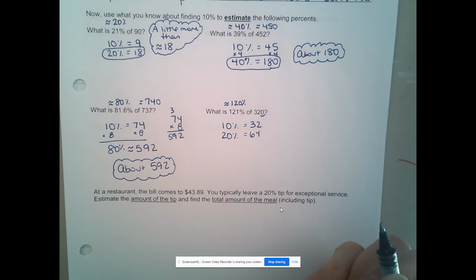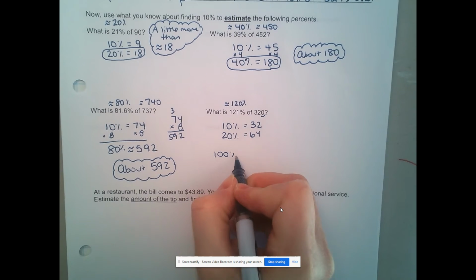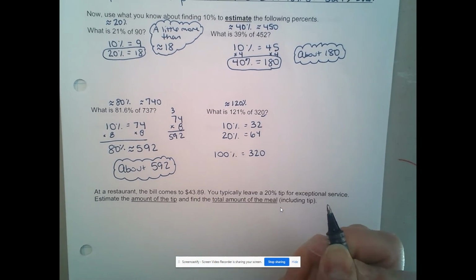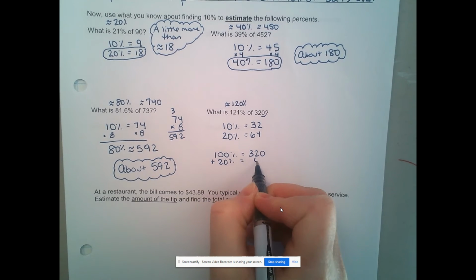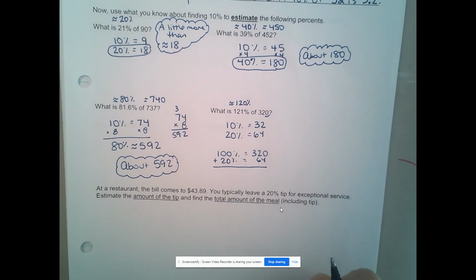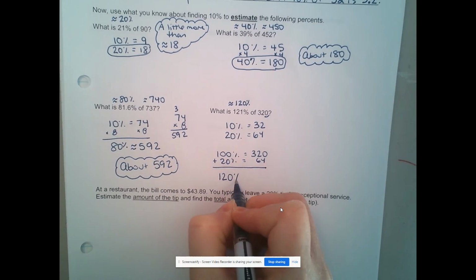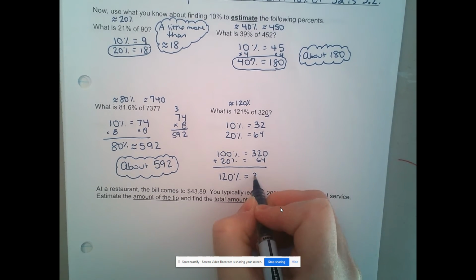So how do we find 120%? Well, 100% of the number was the original number, 320. We want to add in an extra 20%, which would be adding in an extra 64. That would give us the 120% we were looking for, which is 384.